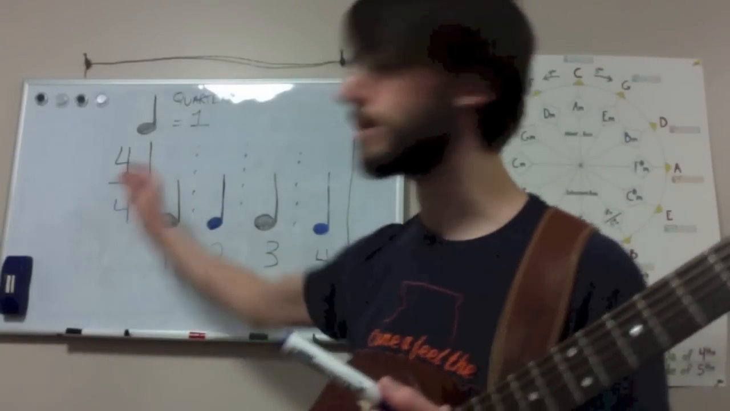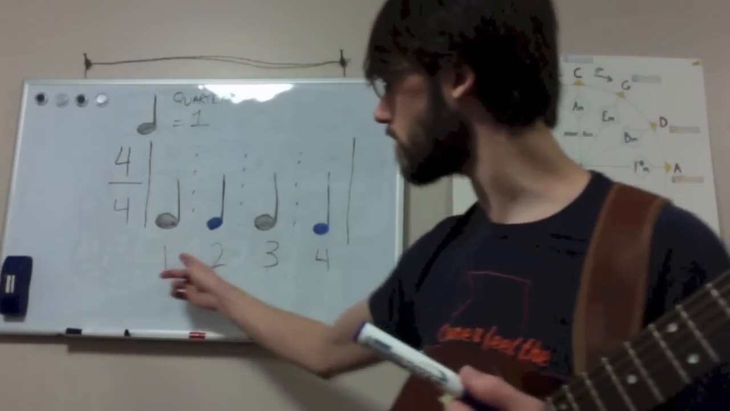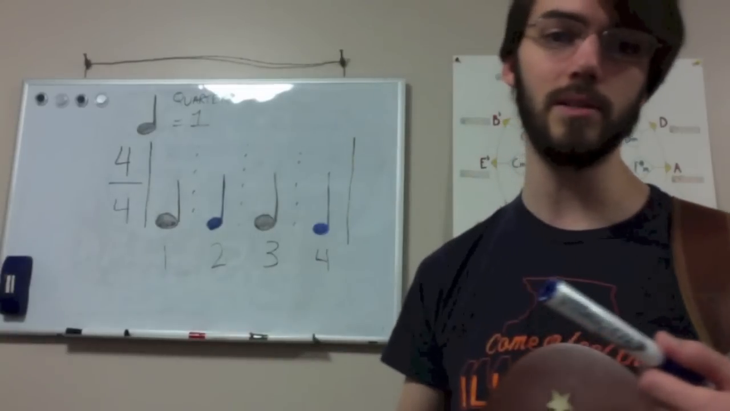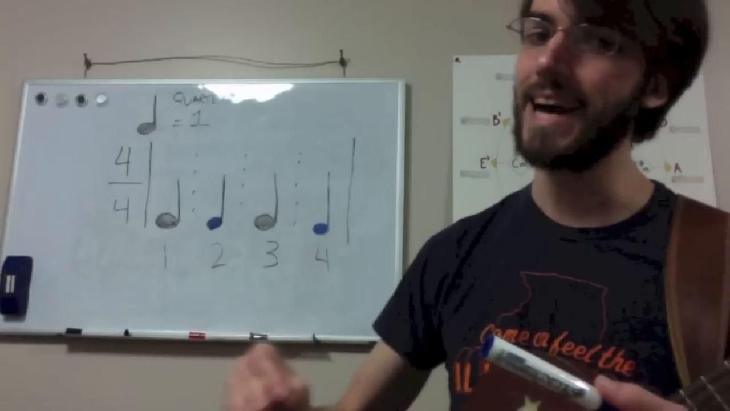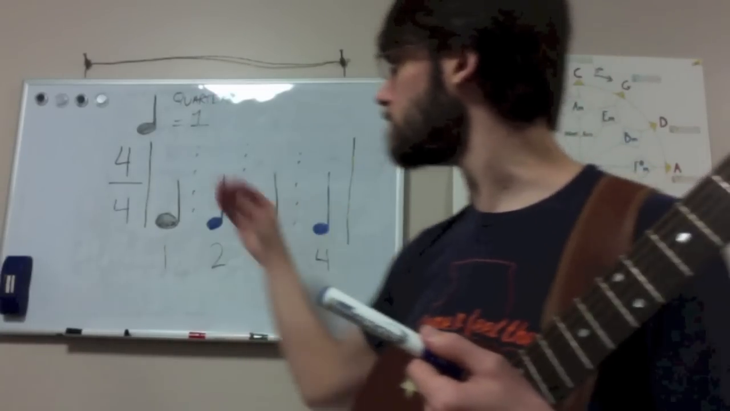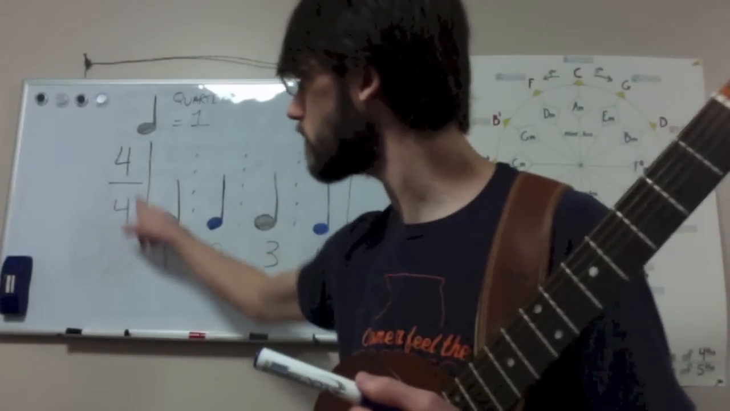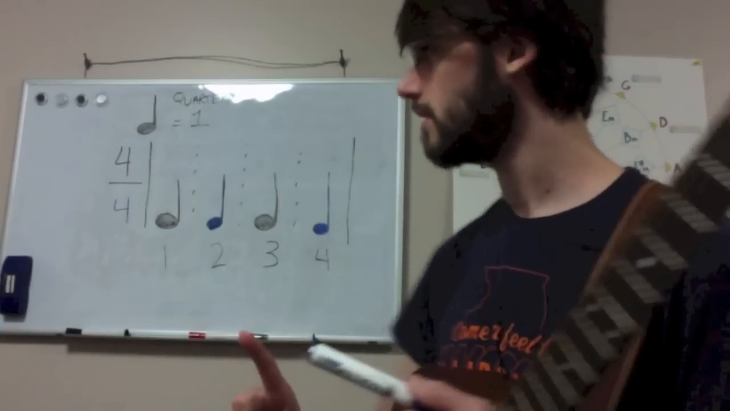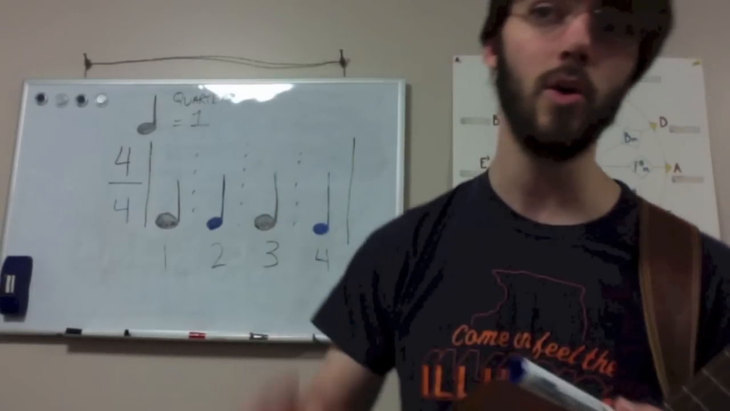The top number tells us how many beats we have in each measure. So in this case, we have four of them. We've taken the space and we split it into four smaller pieces. Each piece we call a beat. The bottom number corresponds to a type of note and tells us how many beats that type of note gets. So this tells us that we have a quarter note and that every quarter note gets one beat. If I had put a two there, every half note would get one beat. If I put a whole one there, that would mean every whole note would get one beat.